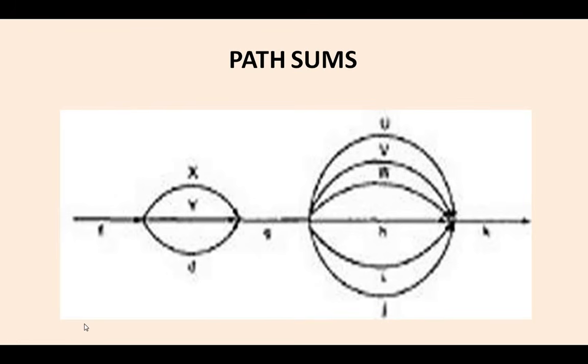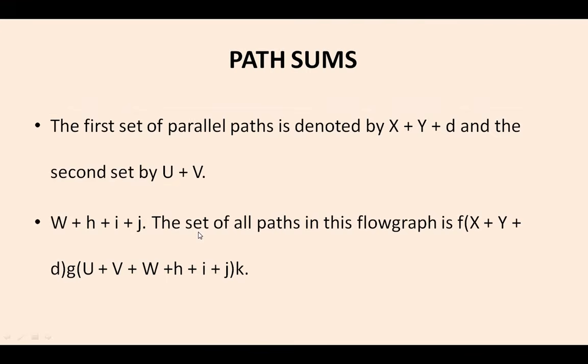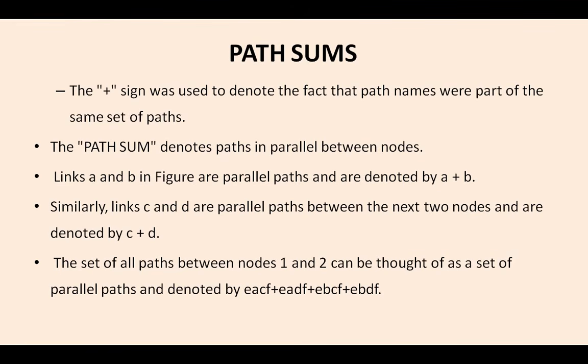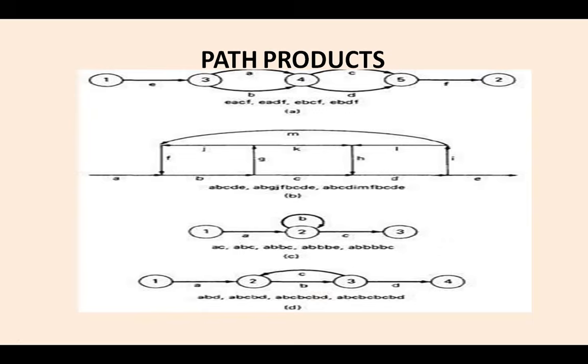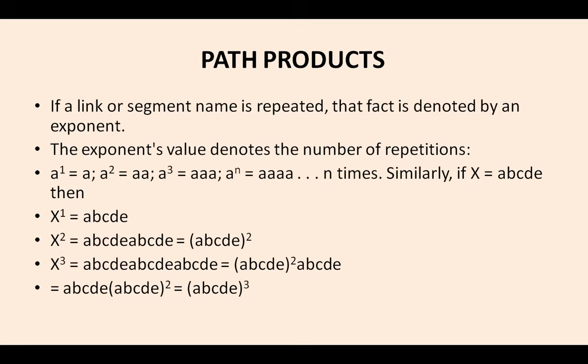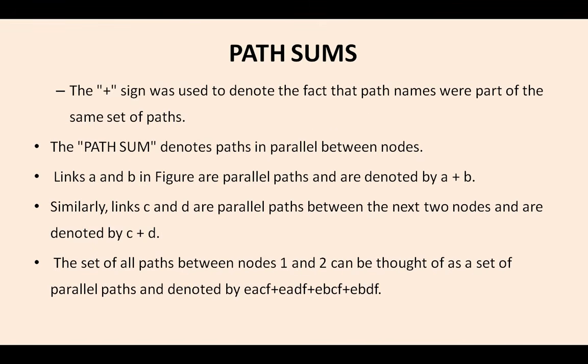For example, in this figure, links A and B are there, X and D are there. So X plus D we can represent. In the same manner, links C and B are there, and C and B are representing parallel paths. These are representing either C or B. We can represent it as the path sum C plus D.